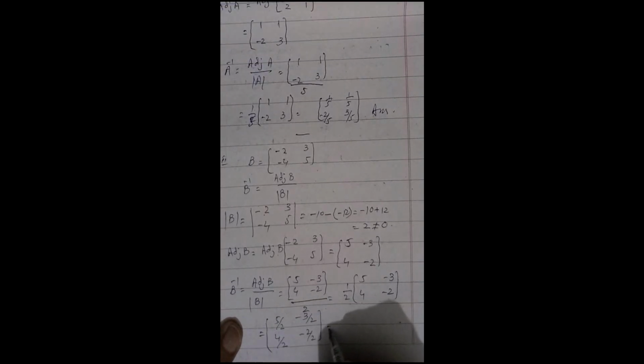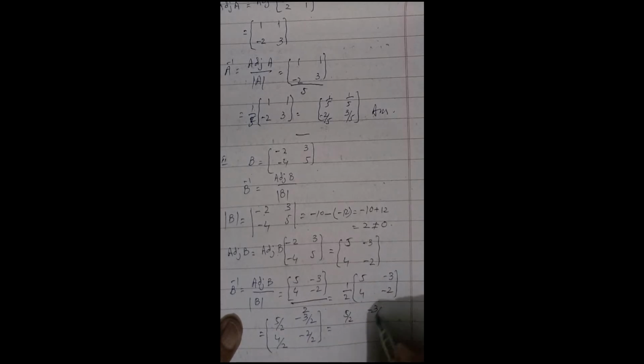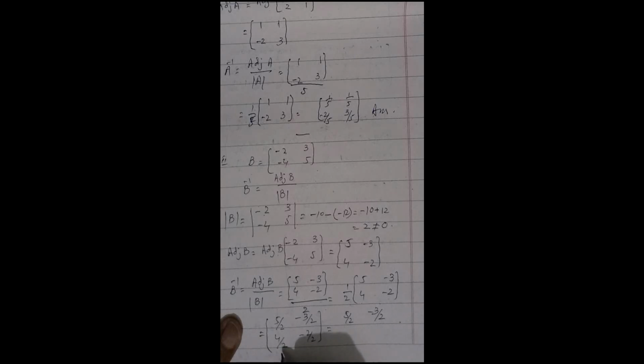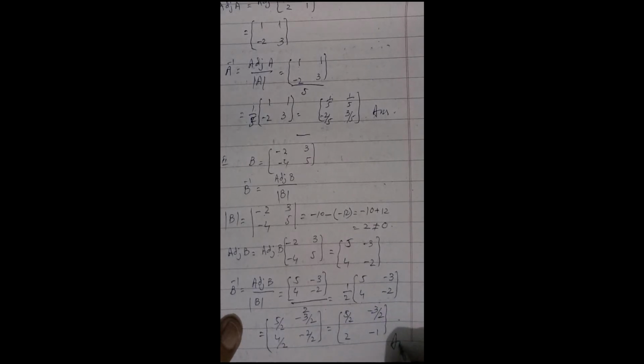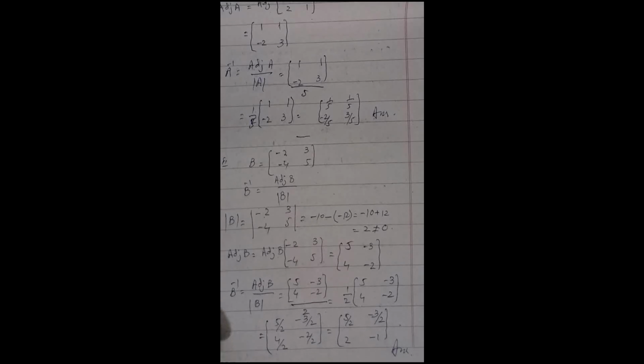And we get the answer 5 over 2, minus 3 over 2, 4 over 2, minus 2 over 2. Now we can simplify it. 5 over 2, minus 3 over 2, 4 divided by 2 is equal to 2, and minus 2 divided by 2 is equal to minus 1. And it is the simplified form of the inverse of matrix B.